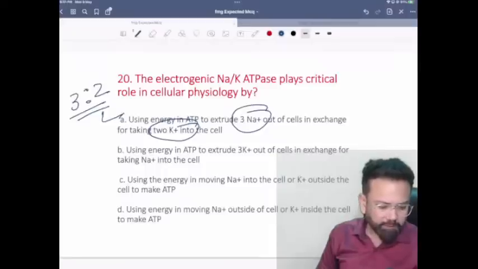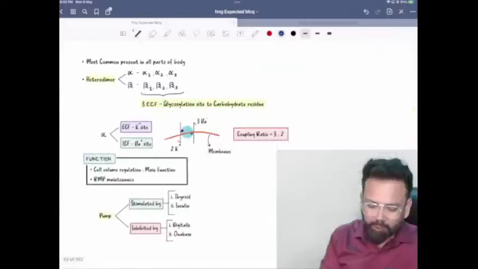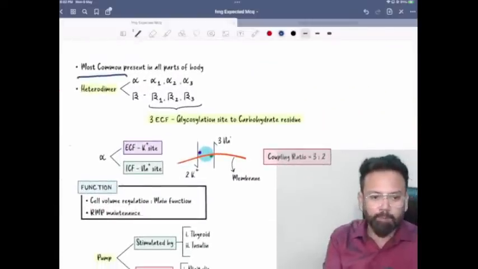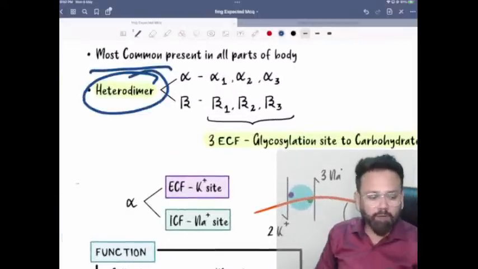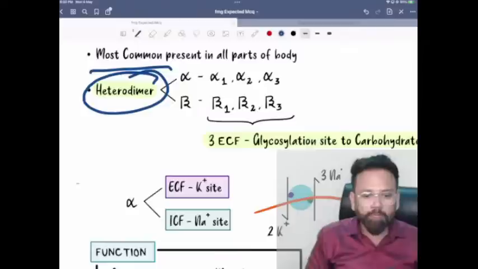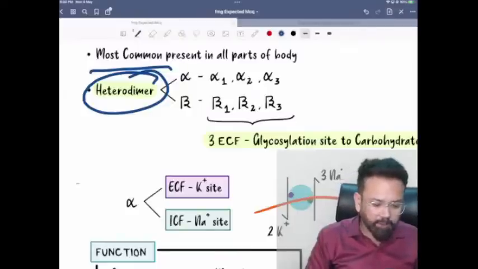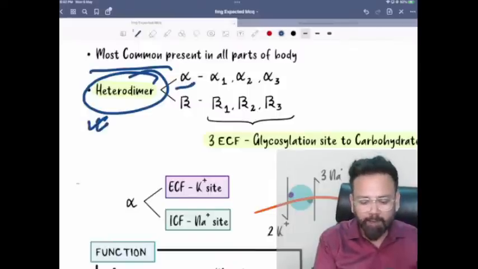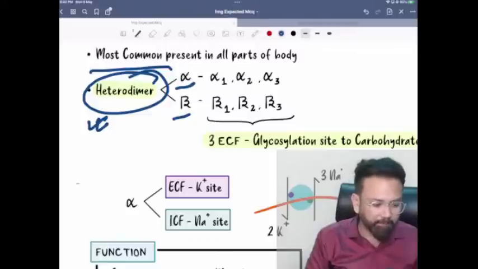Yes, this video will be available later on also. Okay, let me tell you. This pump is the most common pump and it is a heterodimer. In one of the FMG examinations they ask whether the sodium potassium pump is a homodimer or heterodimer. The answer is heterodimer because it has 2 subunits, alpha and beta.